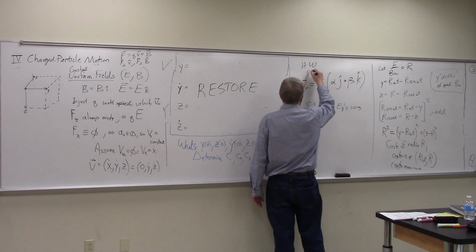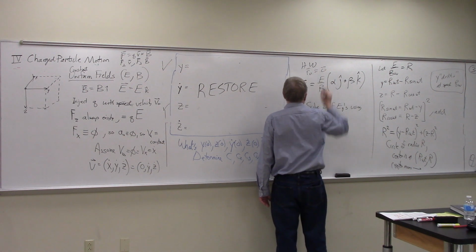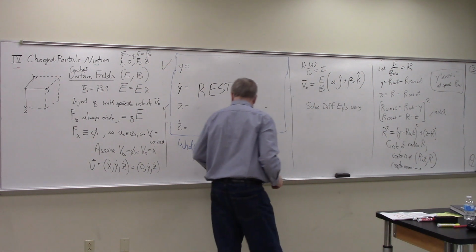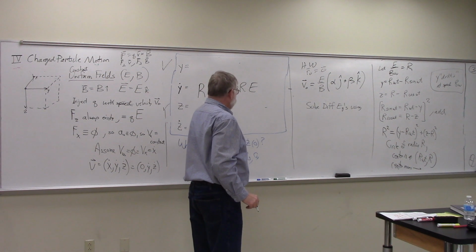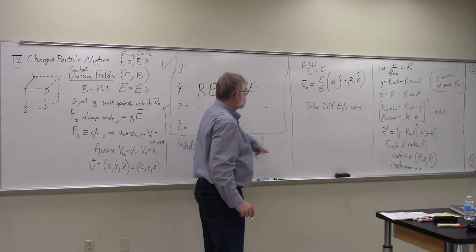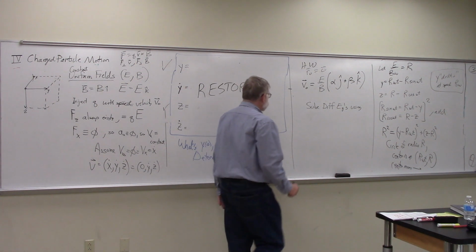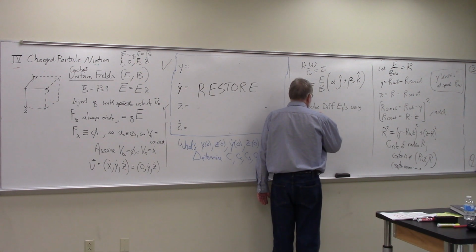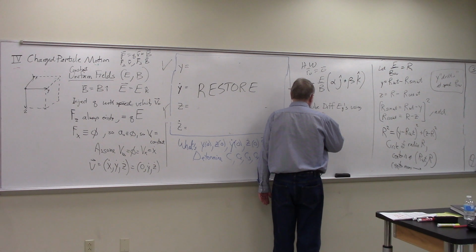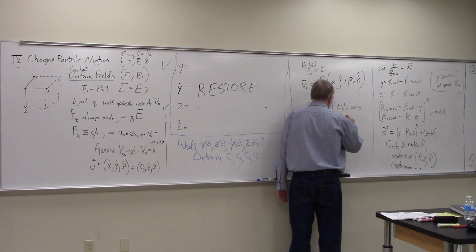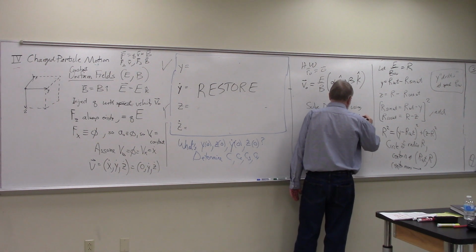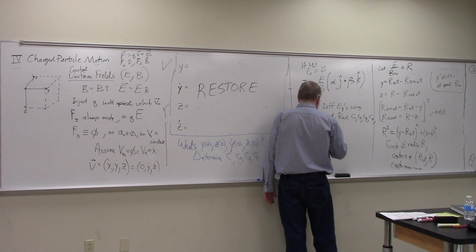Oh, and we'll let the initial position be 0. So y of 0 is 0, z of 0 is 0, y dot of 0 is E over B alpha, z dot of 0 is E over B beta. Solve the differential equations using initial conditions. Find C1, C2, C3, C4, and then I want you to plot the trajectory.